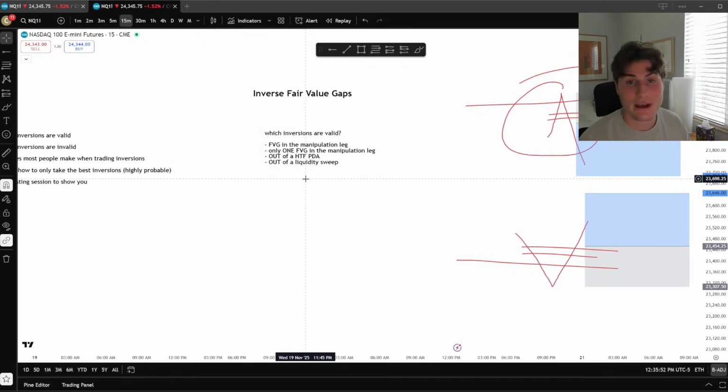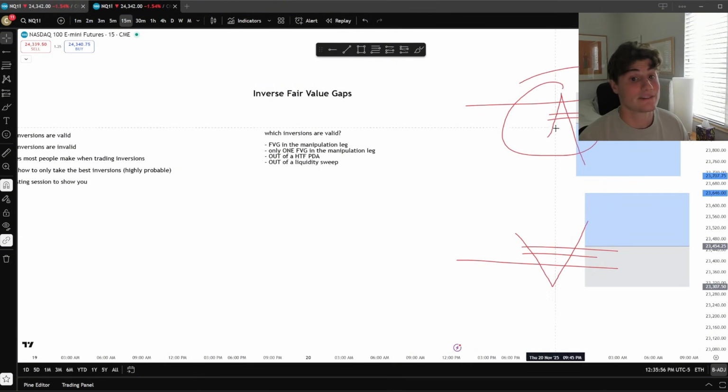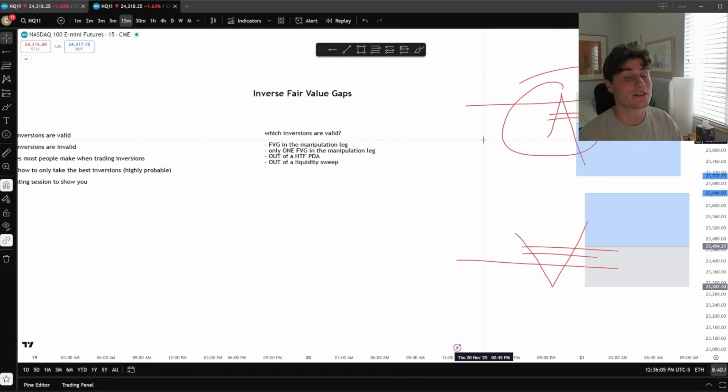Out of a higher time frame PD array, the inversion must happen inside of a 5-minute, 15-minute, hourly, or 4-hour PD array. You must align your time frames. You cannot take a 30-second inversion out of an hourly PD array.